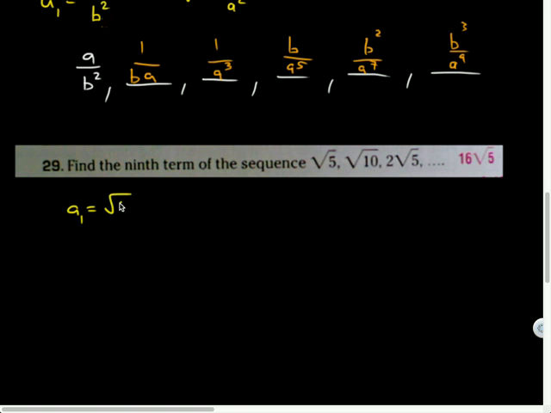A sub 1 is the square root of 5. R, I don't know yet. To find r, I'll divide any 2 consecutive terms. Root 10 divided by root 5 is actually just root 2, right? Yes, I believe. Since they're both in radicals, I can reduce them as a regular fraction.